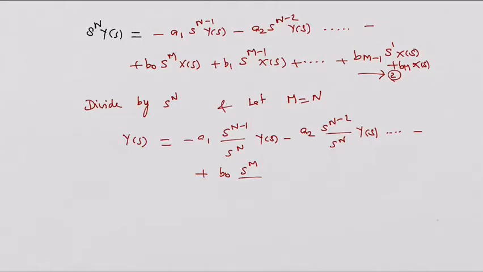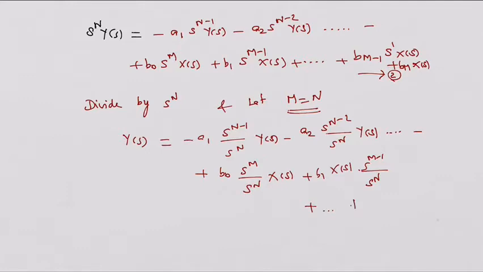And s power m and s power n, letting m is equal to n. So this will become s power m by s power m, or s power n by s power n, because m is equal to n in this case. X of s plus b1 X of s into s power m minus 1 or n minus 1 divided by s power n, plus etc.